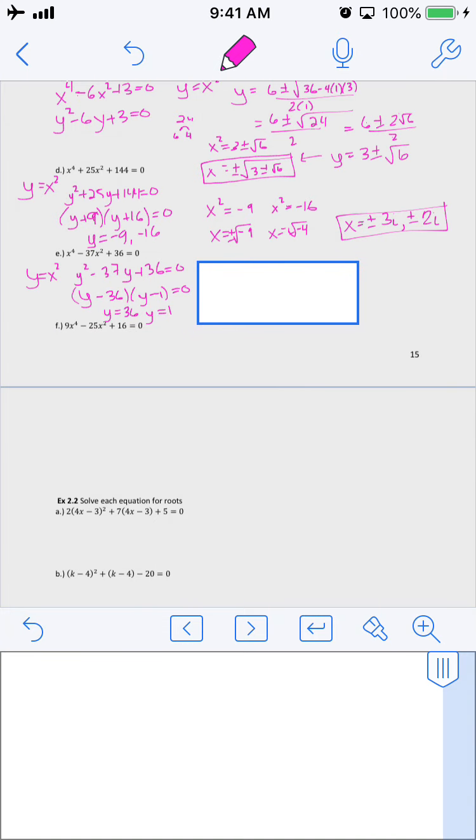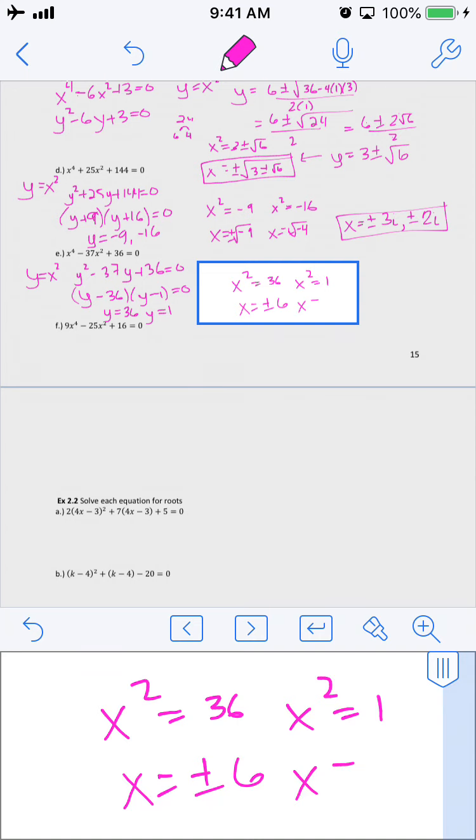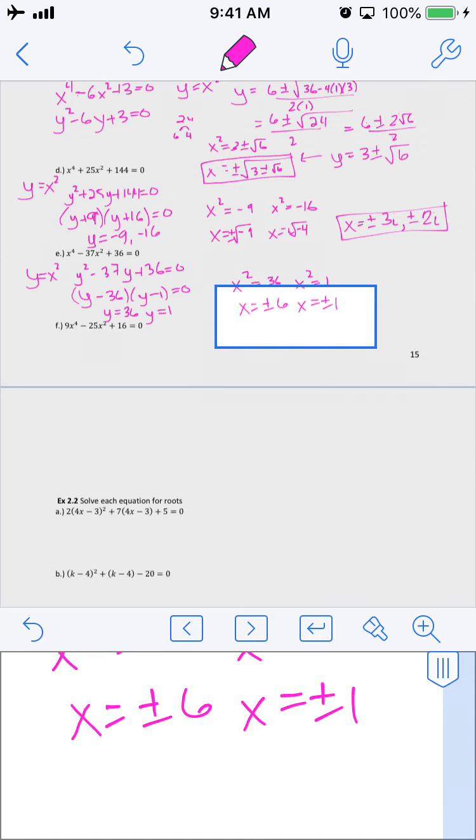Okay, so again, that's y. So x squared now equals 36, or x squared equals 1. X equals plus or minus 6, or x equals plus or minus 1. Wow, that one was much prettier, huh? Much, much prettier.